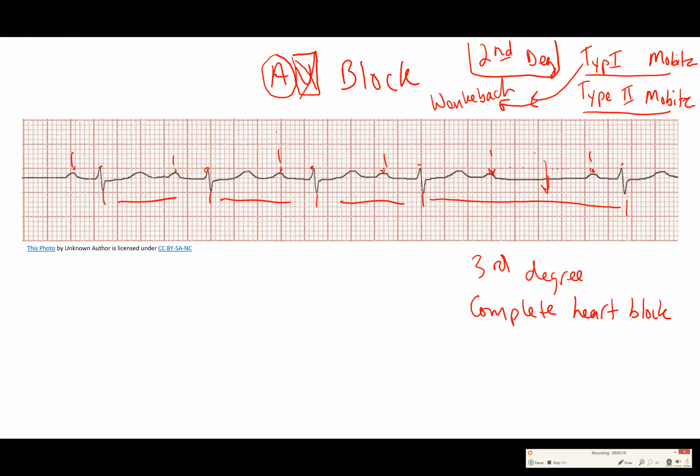So 3 kinds of AV block. Type 1, which is just prolonged PR interval. We don't worry too much about that. Second degree has 2 types, type 1 and type 2, and third degree is complete. So looking at this rhythm strip, I'll just tell you it's not complete because you can see that most of the time you get good communication from the P wave to the QRS, from the P wave to the QRS.